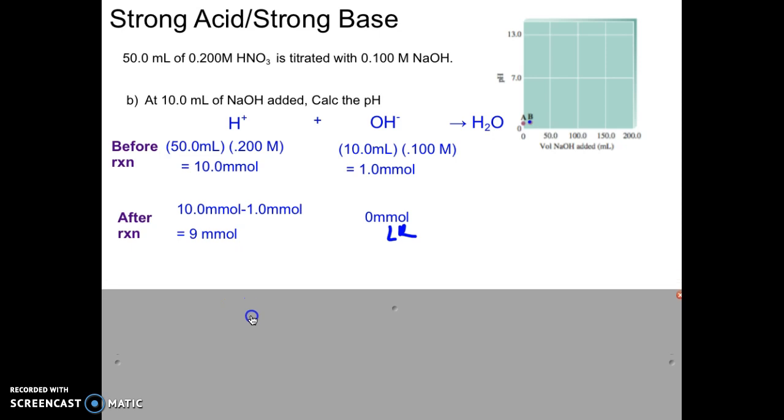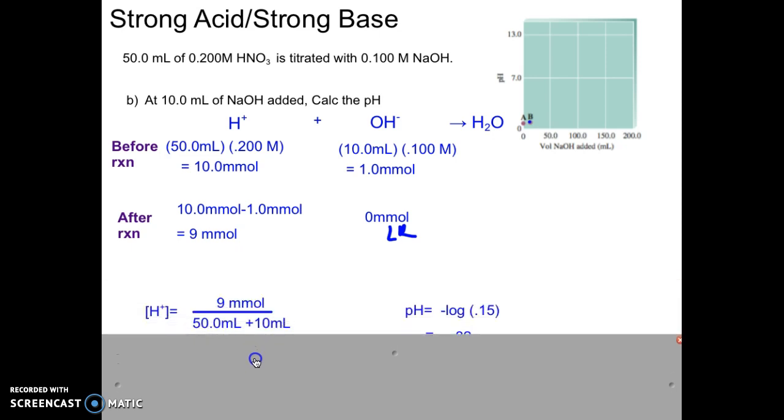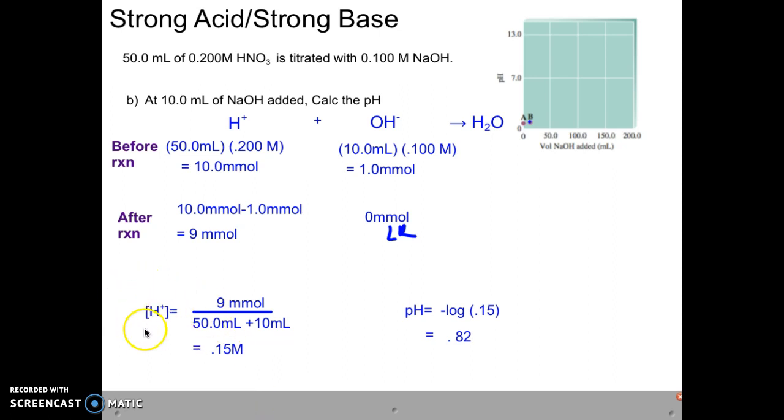With those 9 millimoles left, then you have to consider the concentration of the hydrogen after you've added the 10 mils of sodium hydroxide to the 50 mils of nitric acid. So now what we're looking at is a total of 9 millimoles of hydrogen ion, and I have 50 plus that 10 mils. So that makes this hydrogen ion concentration 0.15.